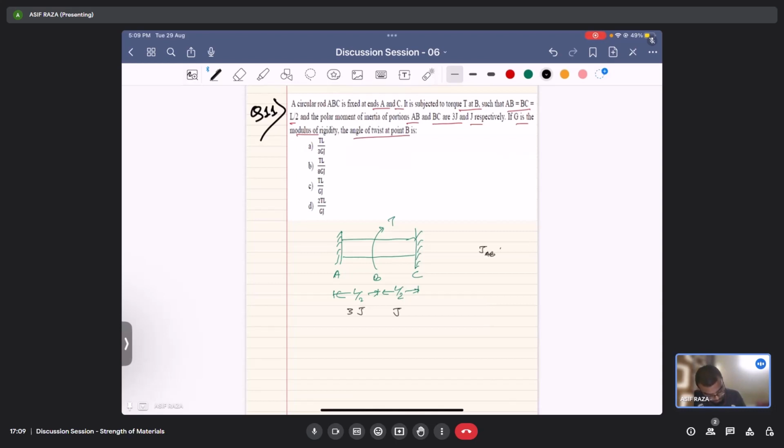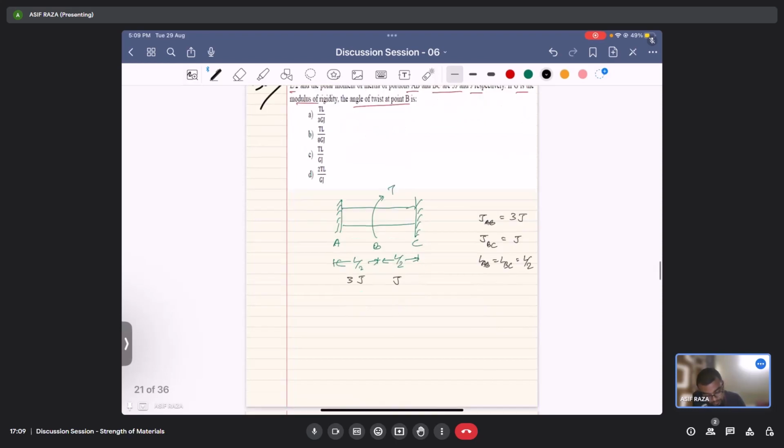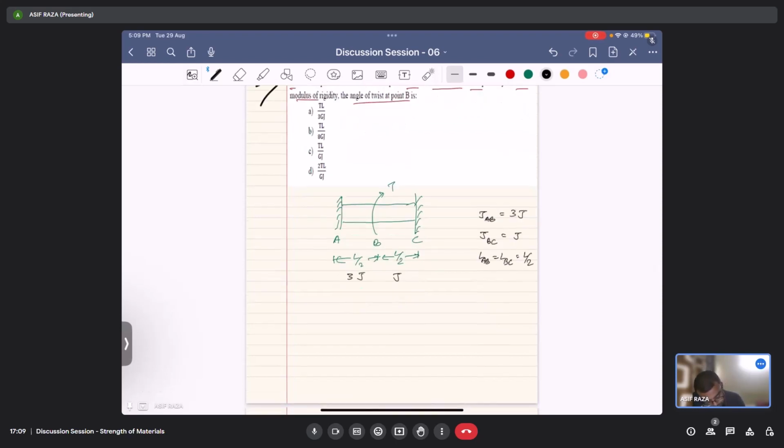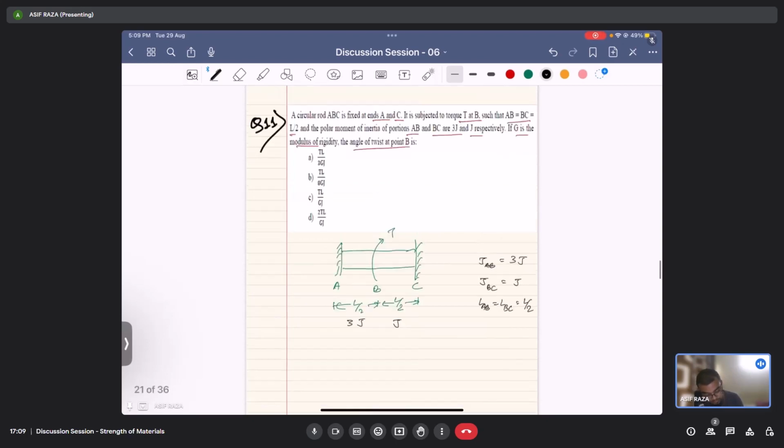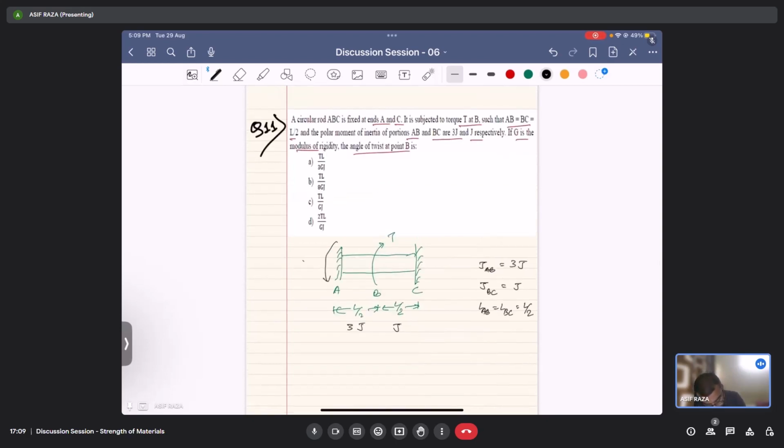That is JAB equal to 3J, JBC is equal to J. If G is the modulus of rigidity, LAB equal to LBC is equal to L by 2, and we need to find what is the angle of twist at P, that is theta B. Okay, so first things first, we'll write here TA and here TP, the reaction torques TA, TP.